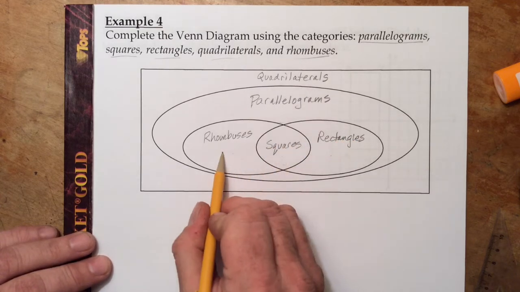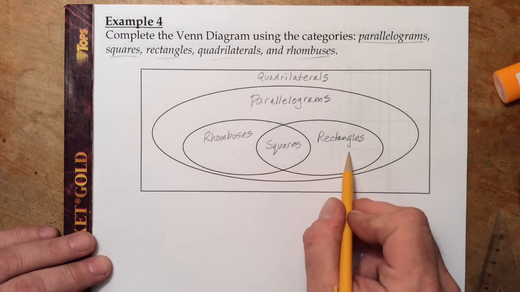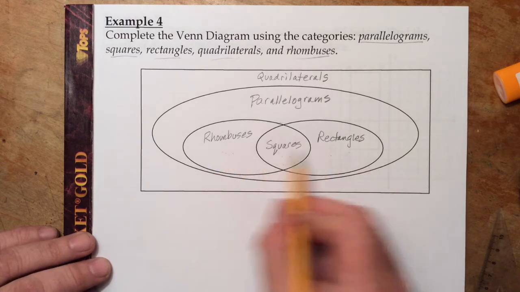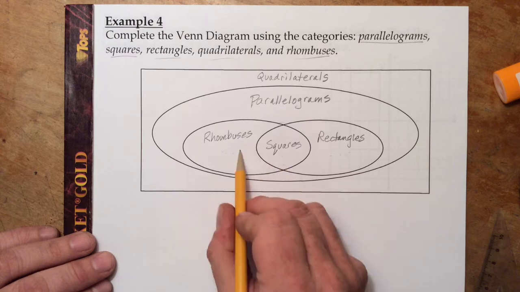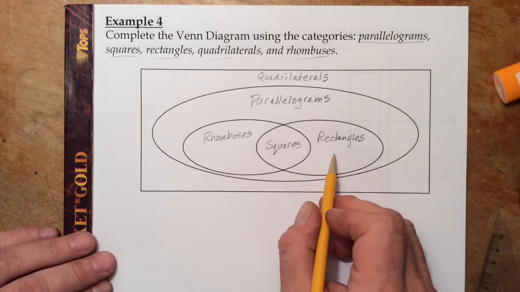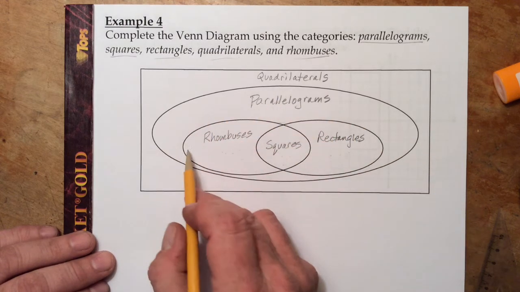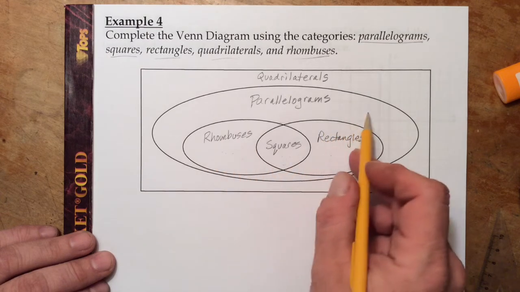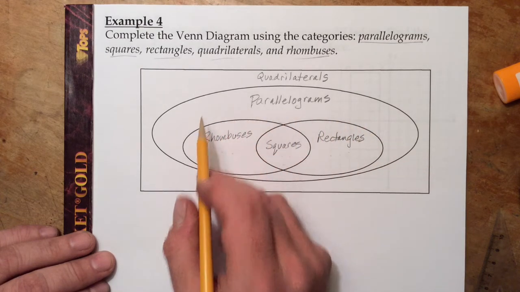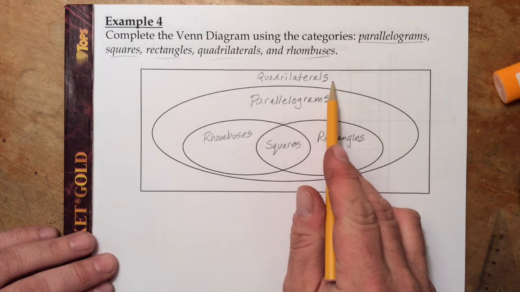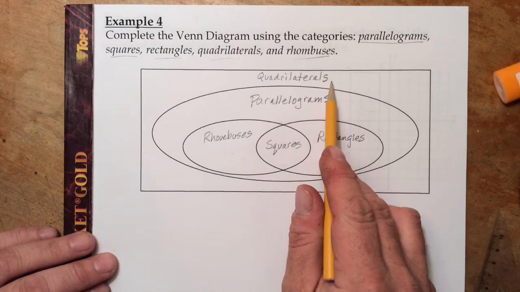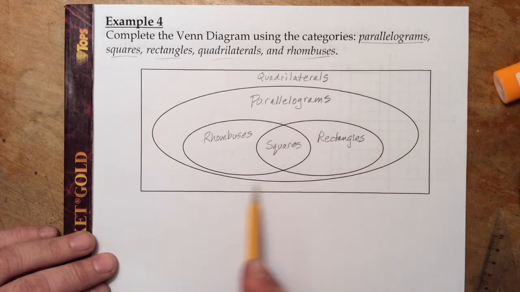Every square is a rhombus. Every square is a rectangle. But there are rhombuses and rectangles that are not squares. Those would belong in here and in here. Then there are parallelograms that are neither rhombuses, squares, or rectangles, and they would belong in this area here. Then, of course, we have quadrilaterals that aren't parallelograms, like the kite, the deltoid, the trapezoid, that would go in here.